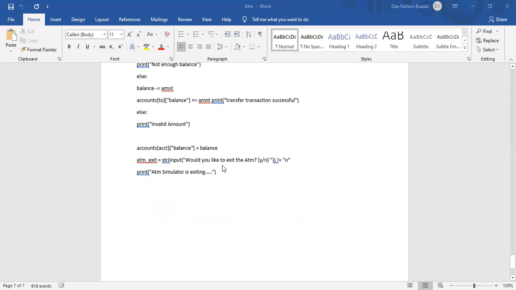Account balance, inputted balance is equal to balance. ATM exit, string input: would you like to exit the ATM? Yes or no? If it is not equal to no, print ATM simulator is exiting.